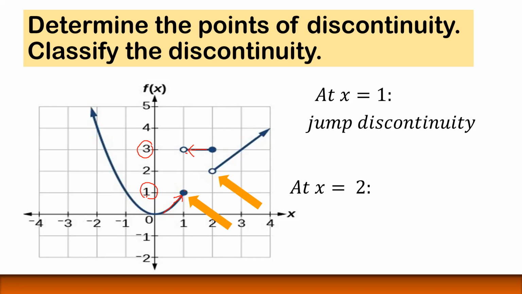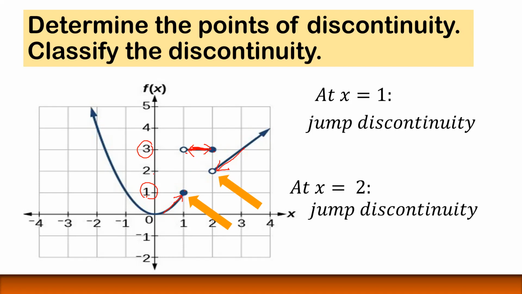As x approaches 2 from the left, pag gano'n, no? Siyempre, papunta dun sa solid point na to. The limit is 3. Pero kapag from the right of 2, ayan, ito yung behavior. It's leading towards that hollow point. The limit is 2. Ayan. So again, that will be a jump discontinuity also.